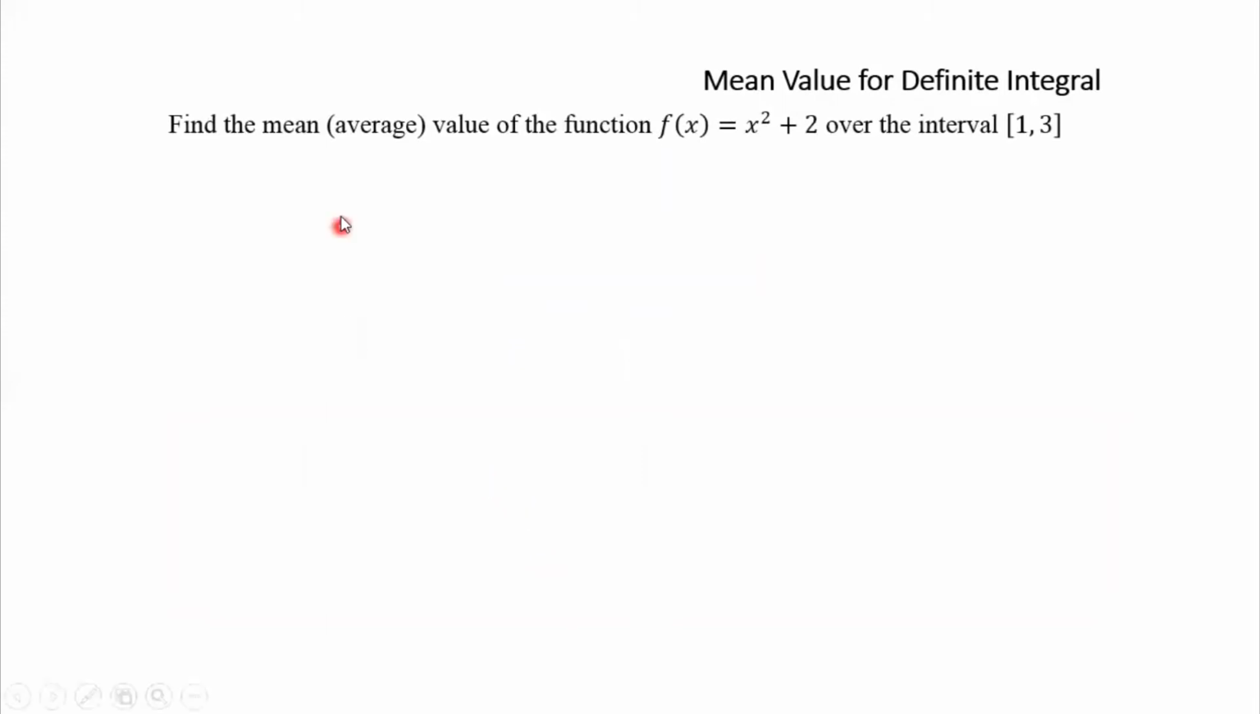So we have here some examples. First is find the mean or the average value of the function f of x equals x squared plus 2 over the interval 1 and 3. So how can we get the mean value of the function f of x equals x squared plus 2 given this interval? Simply follow the formula for the mean value, which stands for the average value.